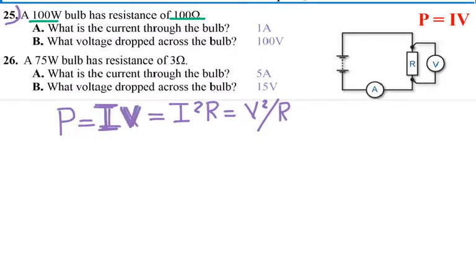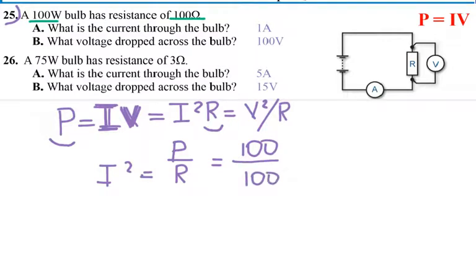So what's given is the power and the resistance. So I can find I squared is equal to the power over R. The power is 100 and R is 100. So I squared is equal to 1, and I is equal to 1 amp.